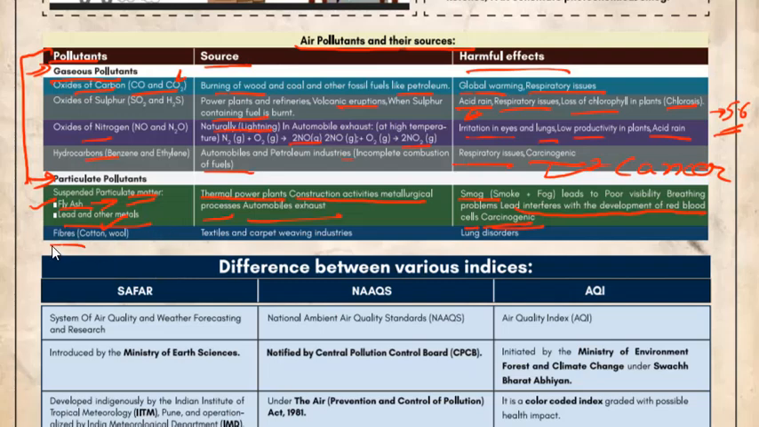Next are the fibers like cotton and wool, in textile and carpet weaving industry, causing lung disorder. So different types of disease occur through these types of pollutants.